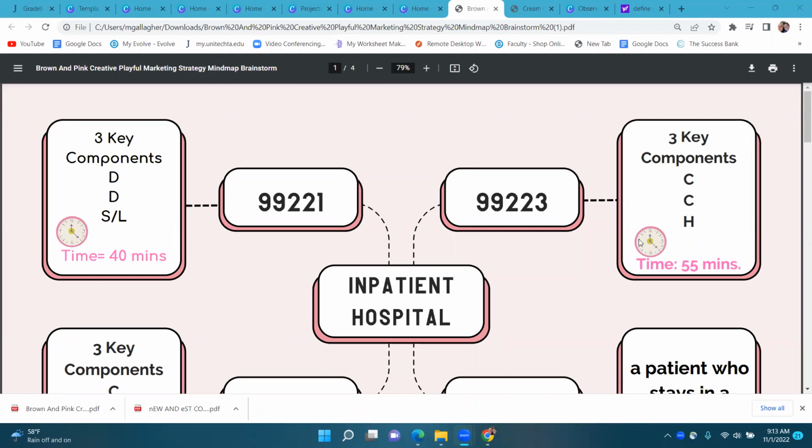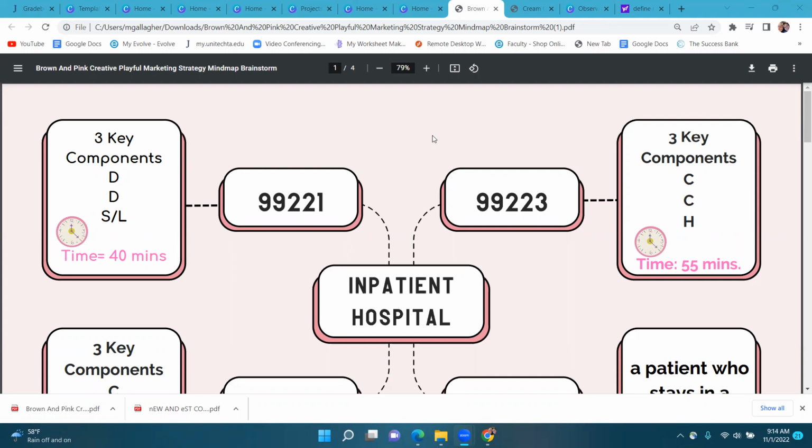Now, I want to bring your attention to the fact that on the three components, I am using the initials. For example, D is for detailed, and SL is straightforward or low. So let's get into it.